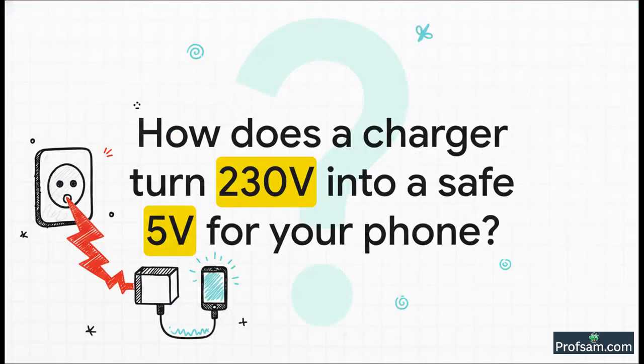Have you ever really looked at your mobile phone charger? I mean, think about it. You plug this small block into a 230-volt socket. That's a lot of voltage. But then it somehow charges your delicate phone with a safe and tiny 5 volts. How on earth does this little box do that magic trick?